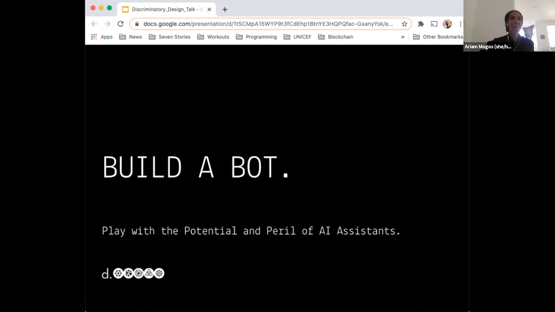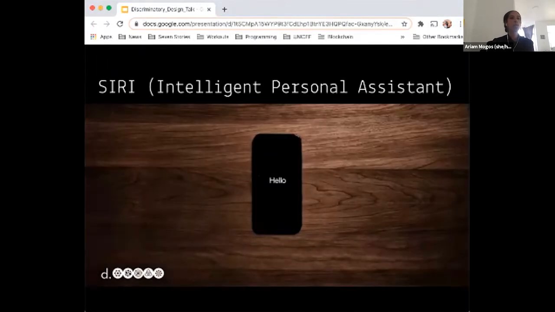So now we are going to move into an actual hands-on activity to think about how we might do this. This is called Build a Bot, and this is all about AI assistants. So hopefully everyone here is probably familiar with AI assistants. They seem to be everywhere now. And essentially they are just virtual assistants or AI-powered assistants that help us with requests.